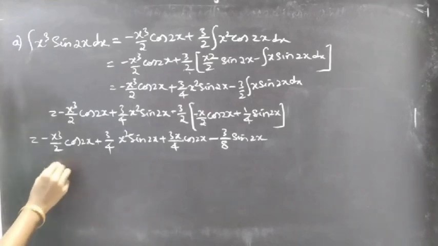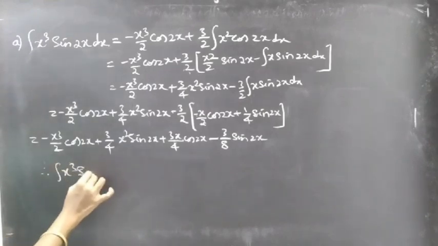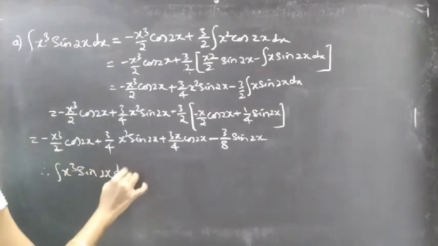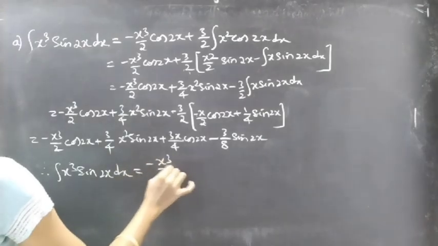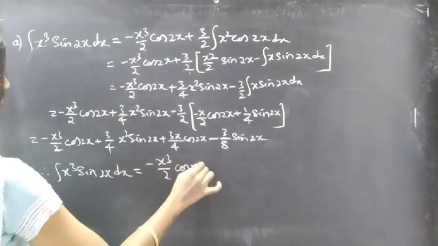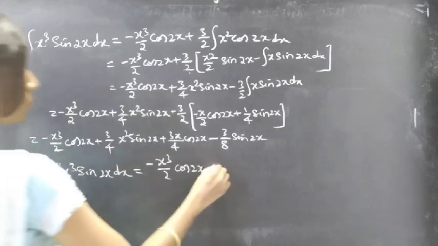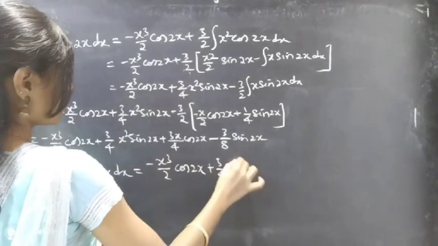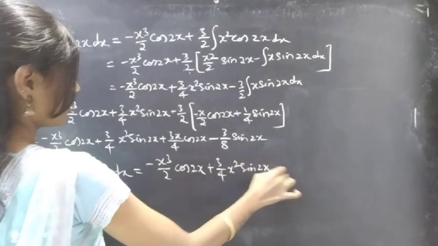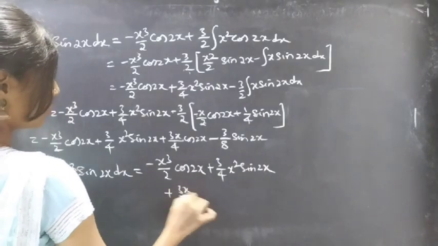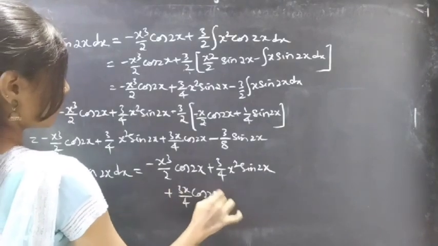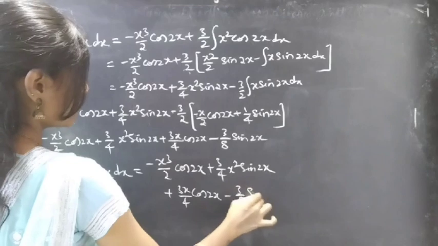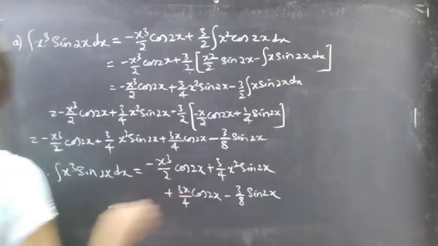Therefore, integral x cube sin 2x dx equals minus x cube by 2 cos 2x plus 3 by 4 x square sin 2x plus 3x by 4 cos 2x minus 3 by 8 sin 2x.